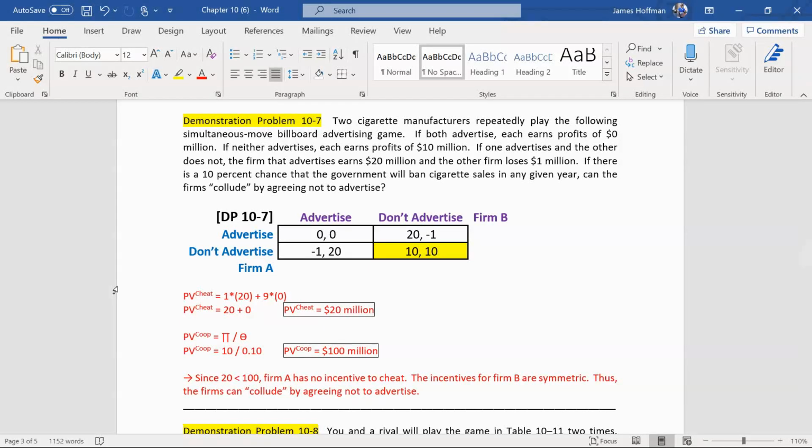Okay, so questions on what we did here with the theta addition and playing the game a number of times, but knowing it's going to end based on the theta metric? Okay, we see how we got the cheating and cooperating given the theta.